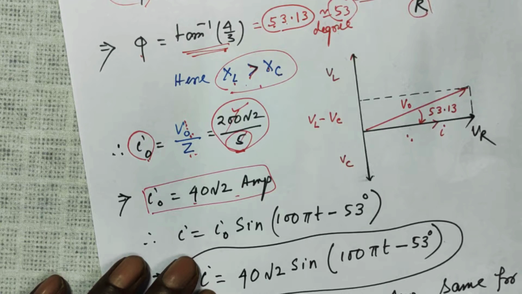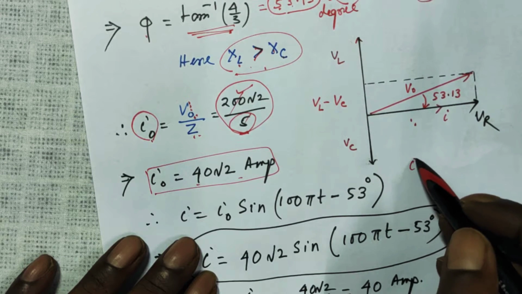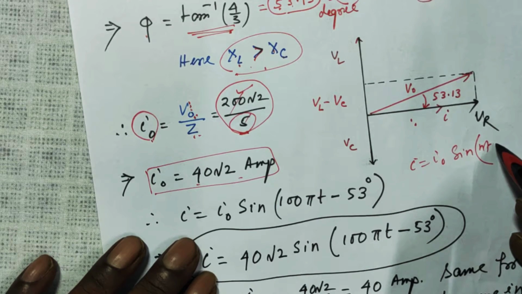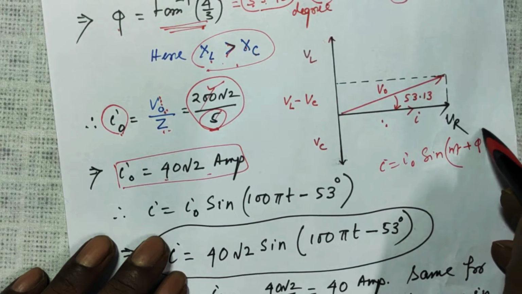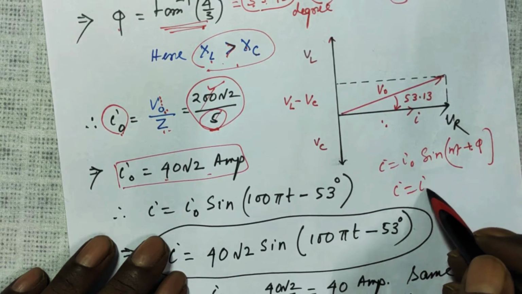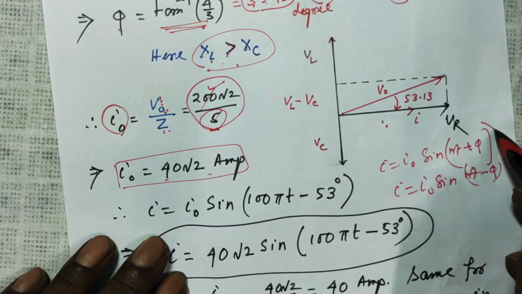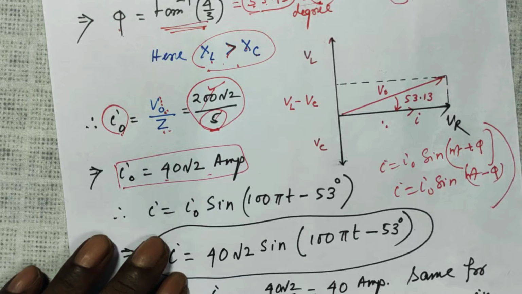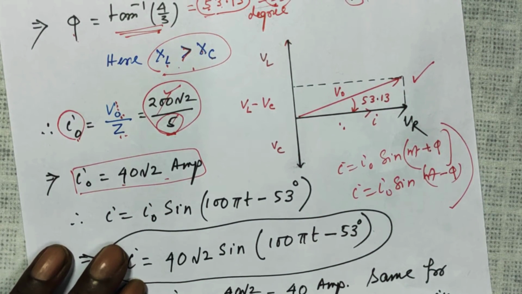Now, what is the expression for current? Using the expression I is equal to I naught sine omega t, whether here we will have a plus phi or a minus phi, that is to be understood, right? Phi we have already calculated, but whether that phi will be plus phi or minus phi will be explained from this diagram.